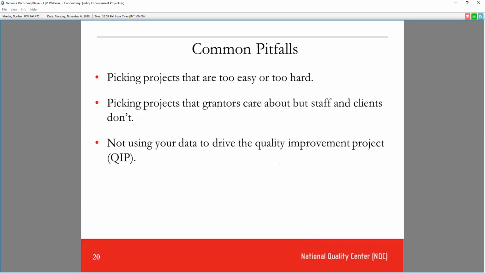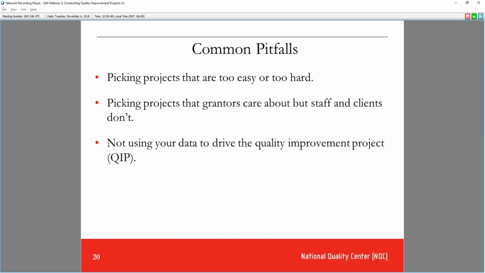So some obvious pitfalls, okay. If you pick a project that's too easy, do you really think that that's going to make that much of an impact with your clients? Probably not, right? If you pick a project that's too hard, do you think that you realistically may get the result that you want and the outcome that you want and be satisfied with the result? Again, probably not the way that you want it to come out. All right.